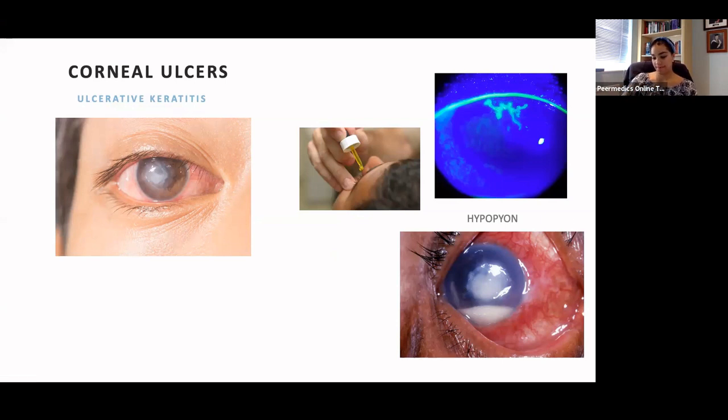Okay, so apart from the hypopyon, what other things might they have in an ulcerative picture? Yep, definitely reduced visual acuity. Pain, definitely pain. Blind spot, smashing it, well done. So, pain, visual acuity, blind spot.